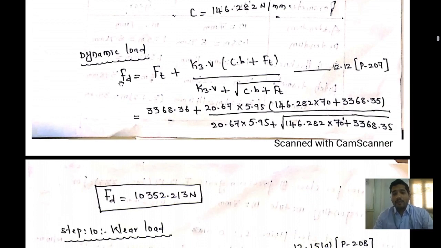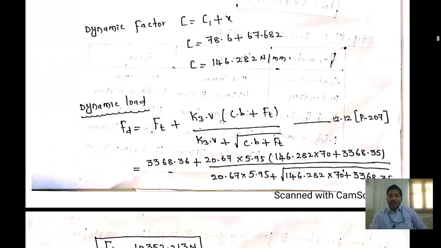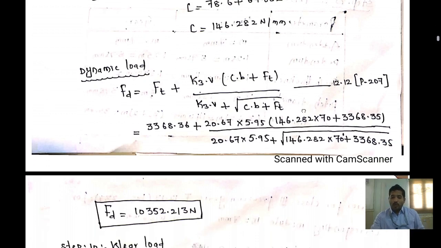So dynamic load equals tangential force plus K3, the load factor, into linear velocity, into the dynamic factor into face width plus tangential force, divided by the load factor into the linear velocity plus C into B plus tangential force. You have to refer to equation 12.12, page number 207, from the design handbook by Mahadevan.